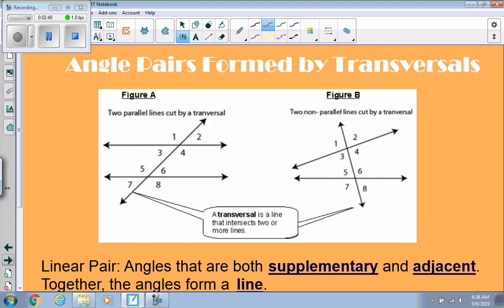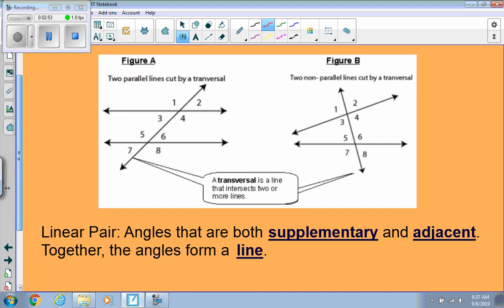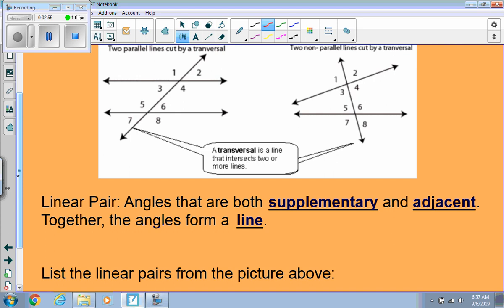So the next one is a linear pair, which is something we've also talked about. Remember, a linear pair has to be both supplementary and adjacent, and we would solve these by adding them up to 180, just like we did with our regular angle pair relationships. These are always going to add up to be 180.